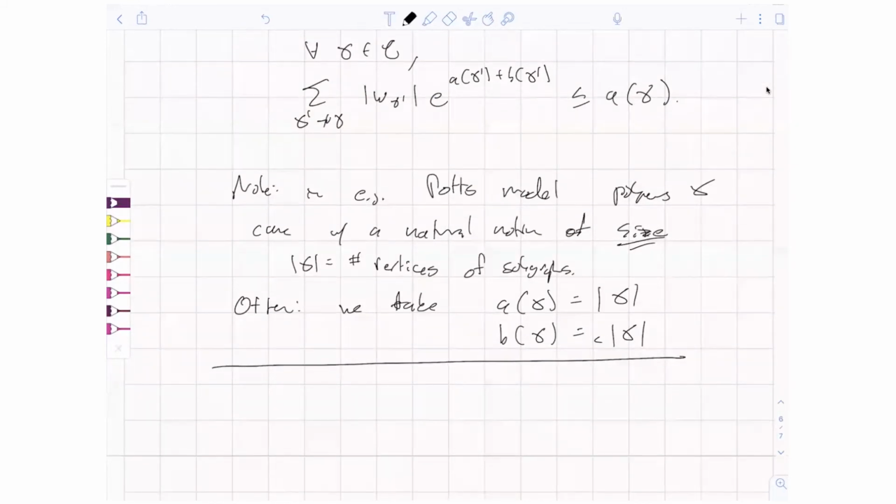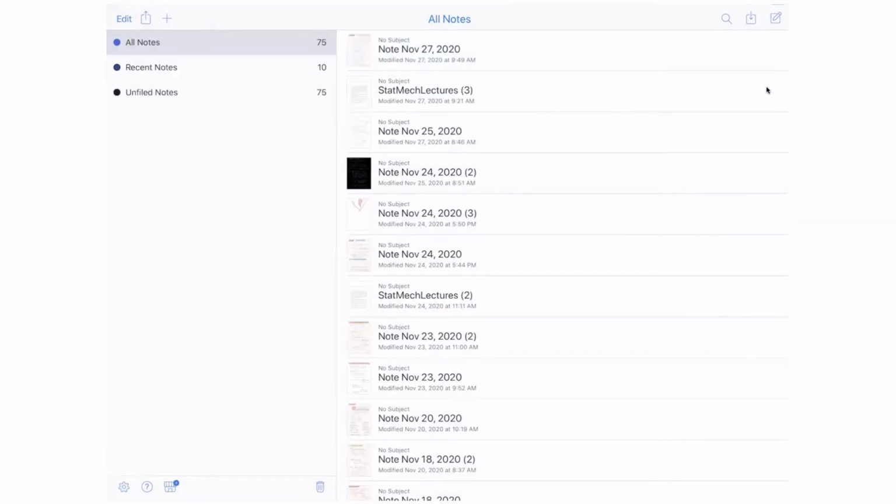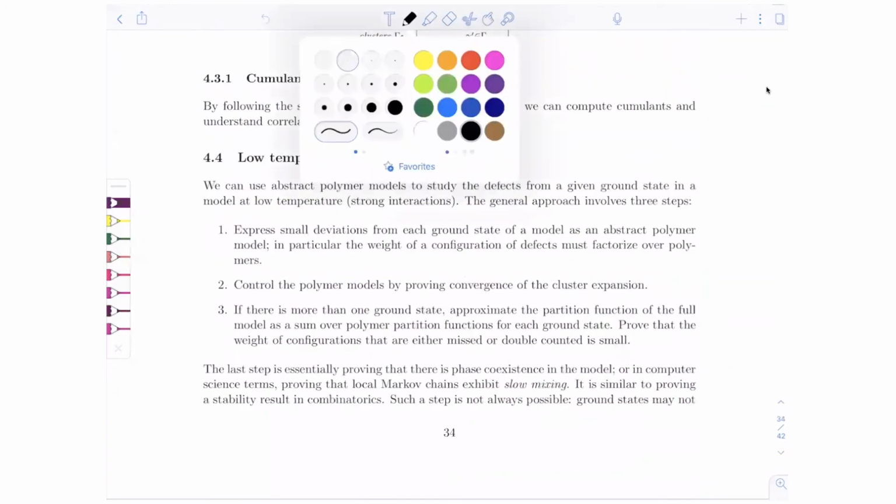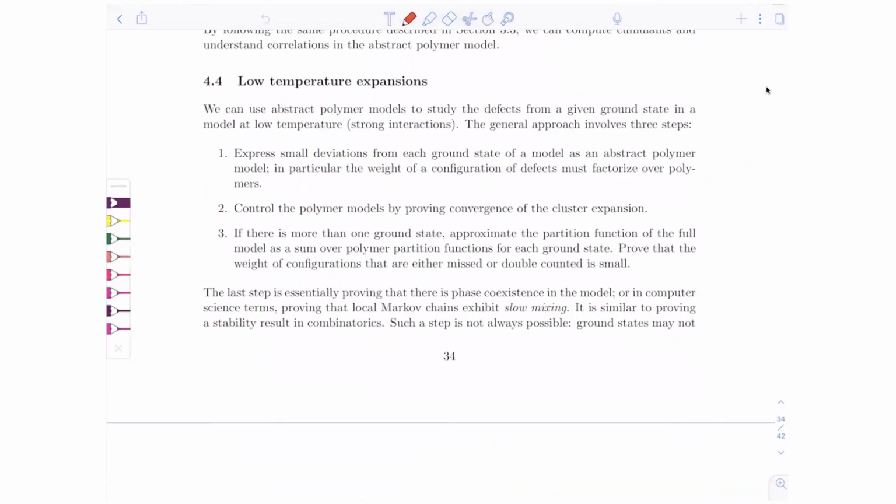Good. So let me pull up the notes and show you what we'll do next. I want to emphasize these 3 steps. Now we're looking at some model with strong interactions, maybe the Potts model when beta is large. And what do we want to do to understand this low temperature model by switching perspective? The first thing is what we did already. We want to express small deviations from the ground state as this abstract polymer model.